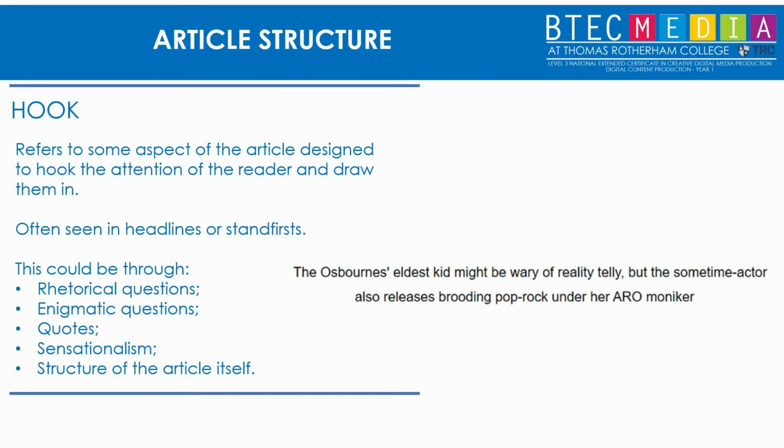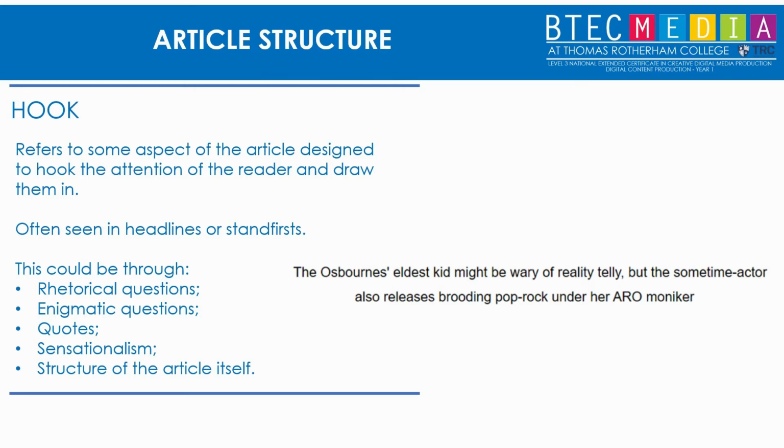But often common techniques might be things like rhetorical questions, which are quite good ones. Enigmatic questions are always quite good as well, something that leaves the audience guessing. So if you look at this one here, this is what I've interpreted as the hook from the article that was on the previous slide, where it says the Osbournes' eldest kid might be wary of reality telly, but the sometime actor is also a brooding pop rocker under her Arrow moniker. Now I looked at that and it says things like wary of reality telly. Now that could be quite enigmatic. It doesn't tell you why this person is wary of reality TV. So I, as a reader, might look at that and think, oh, well, why are they wary of reality TV? I might read that to try and find out. So it leaves you asking questions, and the idea behind that is, read the article for those questions to be answered.